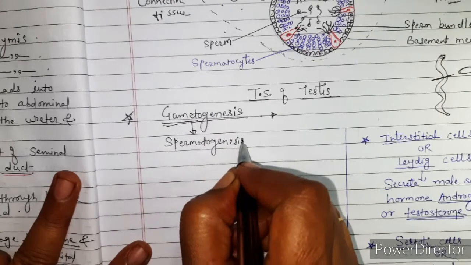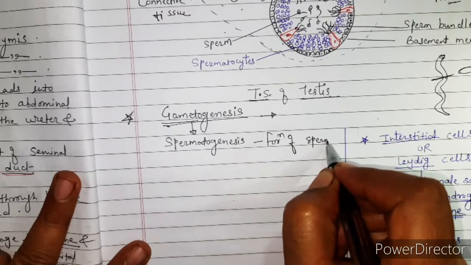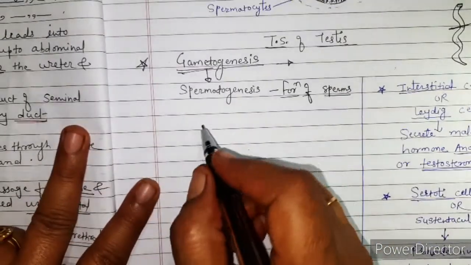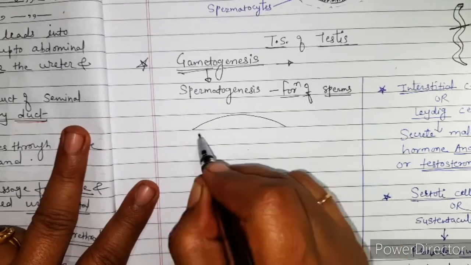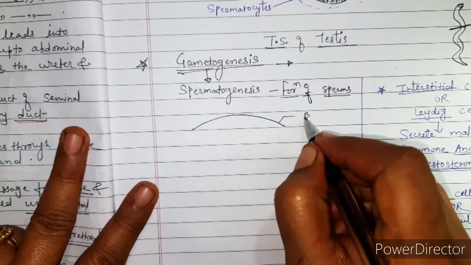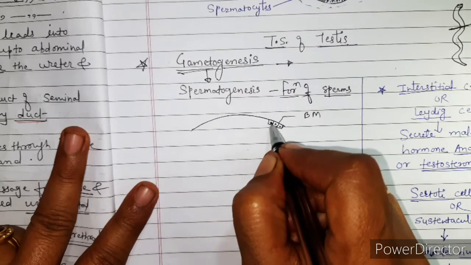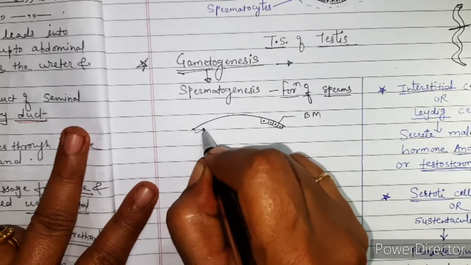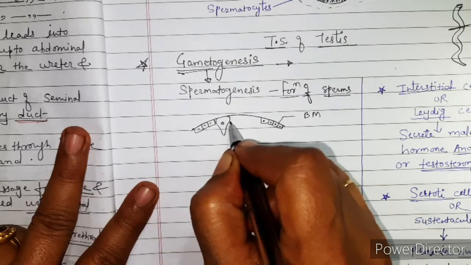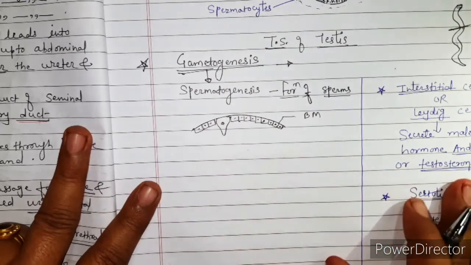Spermatogenesis, that is the formation of sperms. So we will see how the sperms are formed inside the seminiferous tubule. See here, I will show you a structure like this. Suppose this is the basement membrane of the seminiferous tubule, on which cuboidal epithelial cells are arranged, and conical Sertoli cells are also present in the lining of the seminiferous tubule.